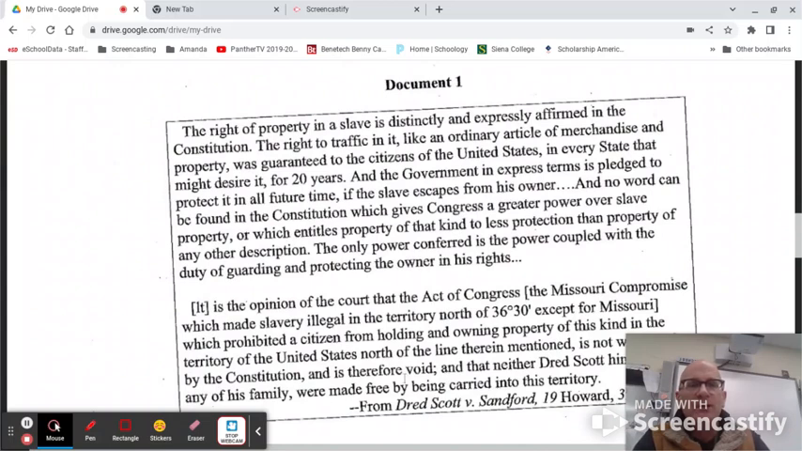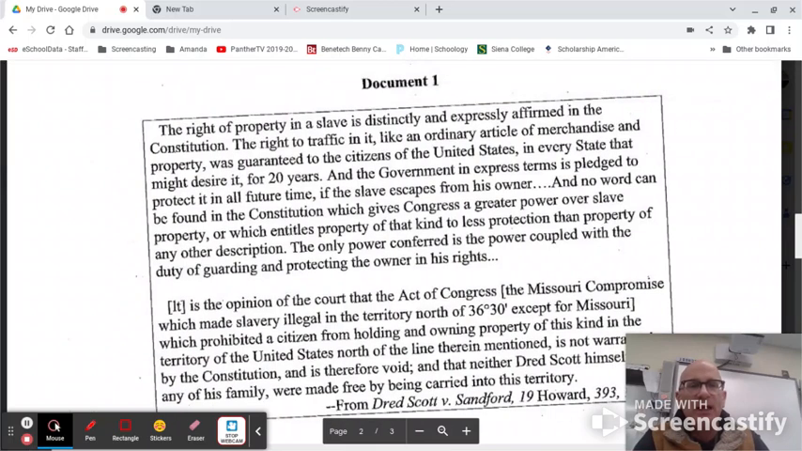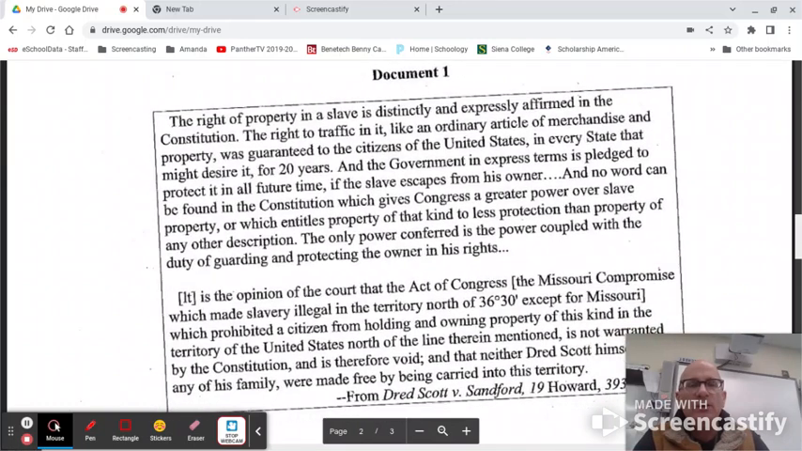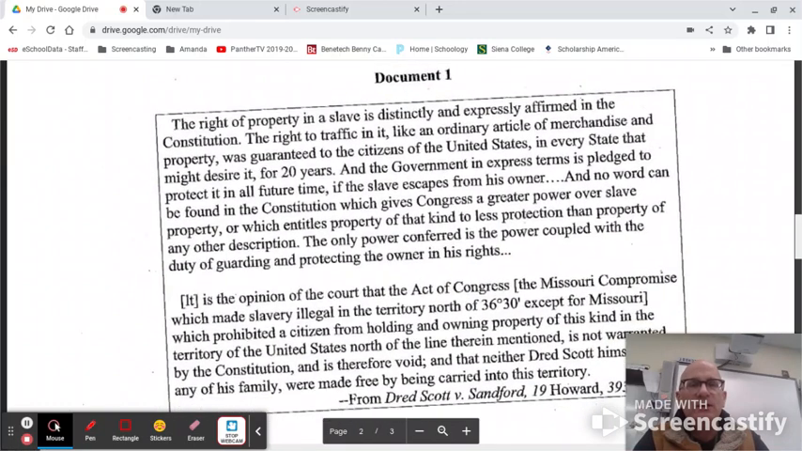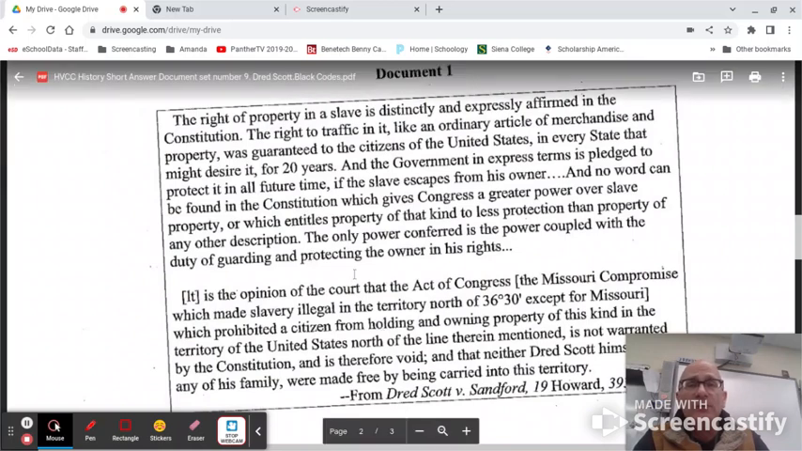From the sourcing information, we're seeing this is coming directly from a Supreme Court case, Dred Scott v. Sanford, and it is dated 1857. So we know that this is a primary source document. This is a Supreme Court archive. This is basically from the ruling of the case. Let's take a look at it together.